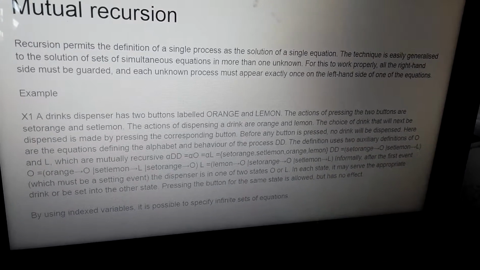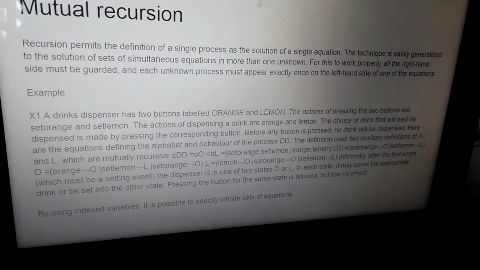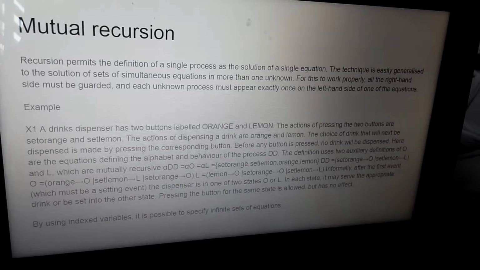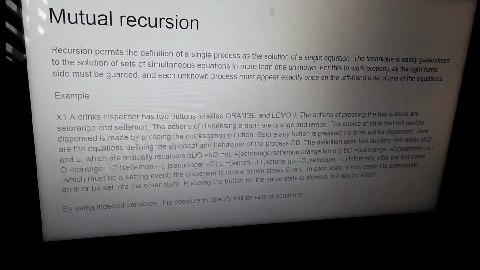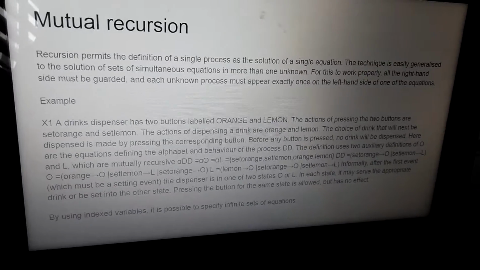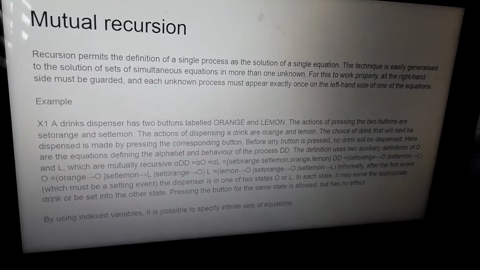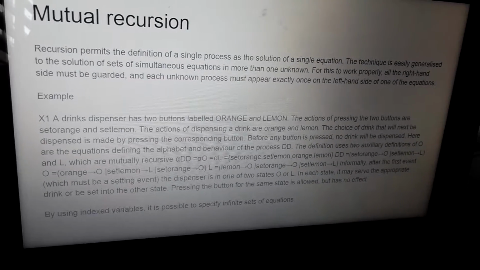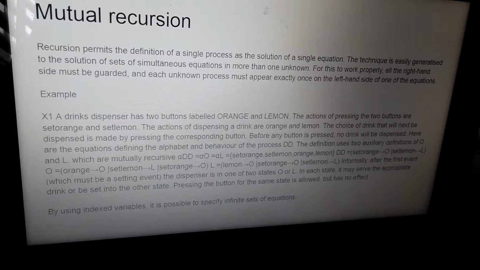Here are the equations defining the alphabet and behavior of the process DD. That is the drink dispenser. The definition uses two auxiliary definitions of O and L, which are mutually recursive. So alpha DD, the alphabet of the drink dispenser, is the same as the alphabet for orange and the alphabet for lemon. In this way, we define the alphabet and the process description of the drink dispenser.